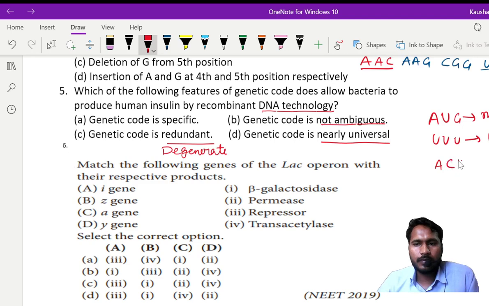ACU, ACC, ACA. These all will code for threonine. But these are all called degenerate codons. Yet each one, ACU or ACC or ACA, is coding for only one amino acid. So ACU is called unambiguous.